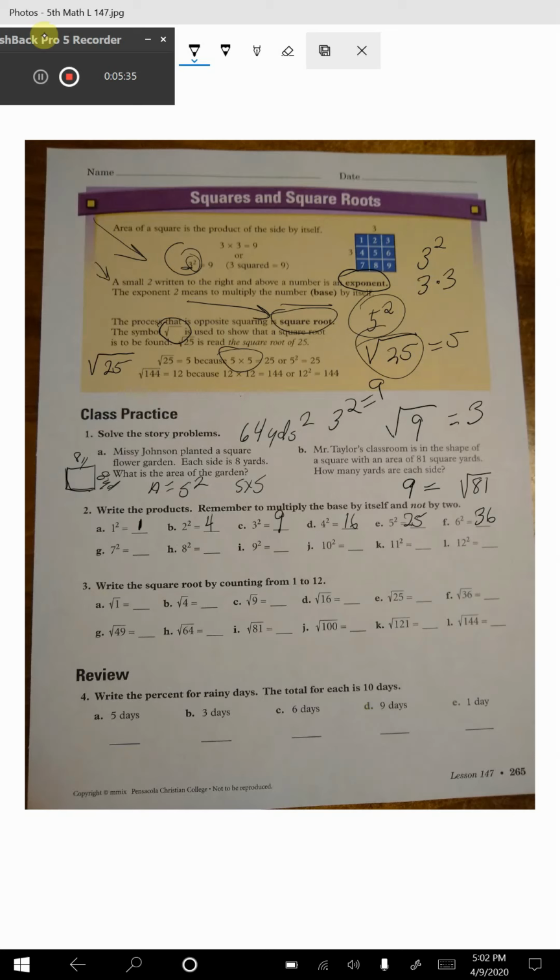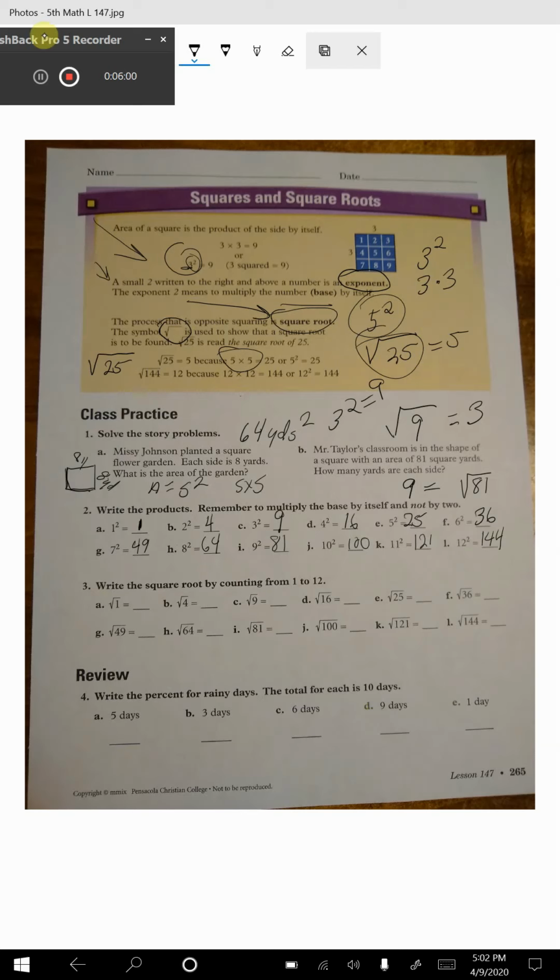7 times 7. 8 squared is 8 times 8. 9 squared is 9 times 9. 10 squared is 10 times 10. 11 squared is 11 times 11. And 12 squared is 12 times 12. All right?